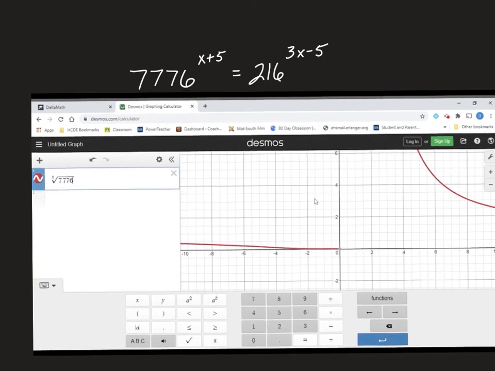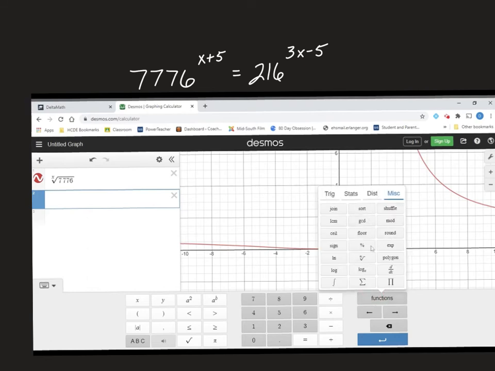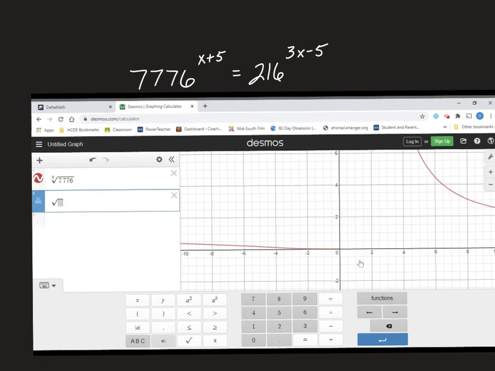Got a nice graph over there. That's not what I'm going to be looking at. What I'm going to look at is the table in just a moment, but I'm going to put in the second number, which was 216. I'm going to go the same process, which is to go miscellaneous. There's the nth root. We don't know what the root is. That's what we're searching for. And then we type in the number 216.